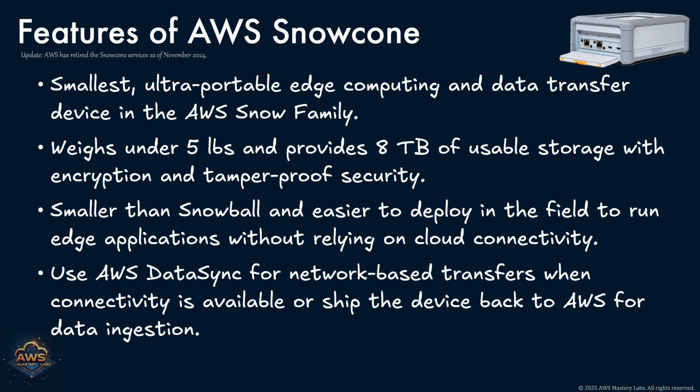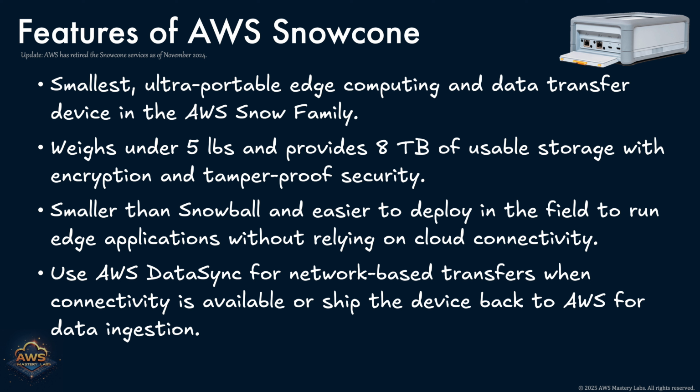AWS Snowcone is the smallest and most portable device in the AWS Snow family, purpose-built for secure edge computing and data transfer in environments where connectivity is limited, intermittent, or entirely unavailable. Weighing less than 5 pounds, Snowcone is compact enough to fit in a backpack, yet powerful enough to support edge processing, IoT workloads, and small-scale data migration with ease.